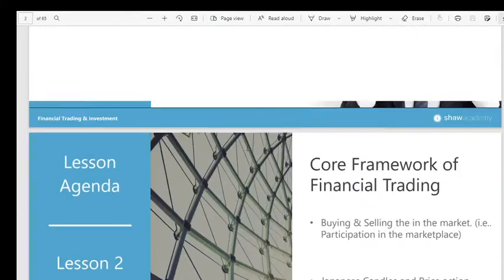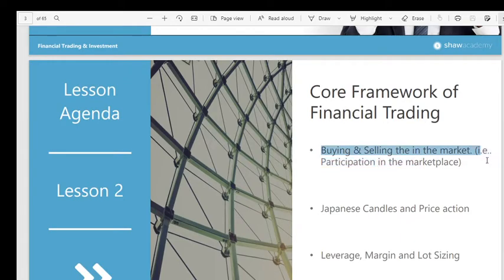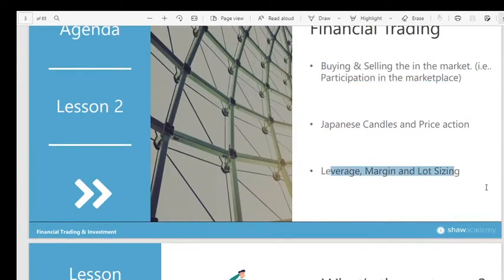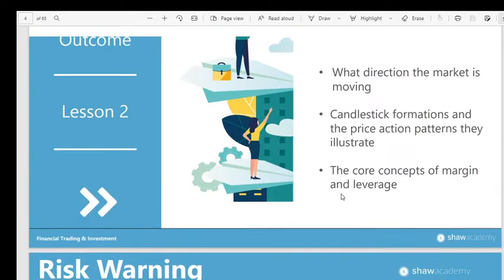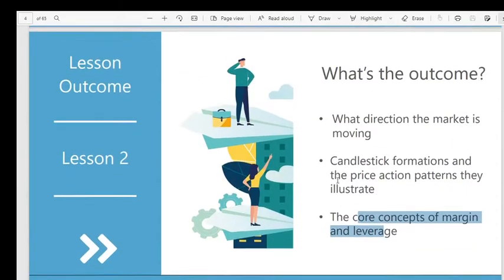In lesson 2, we'll be talking about the core framework of financial trading, buying and selling in the marketplace, Japanese candles, and learning about leverage, margin and lot sizing. Basically, we'll be learning what direction the market is moving, the candlestick formation, and the price action. They illustrate the core concept of margin and leverage.